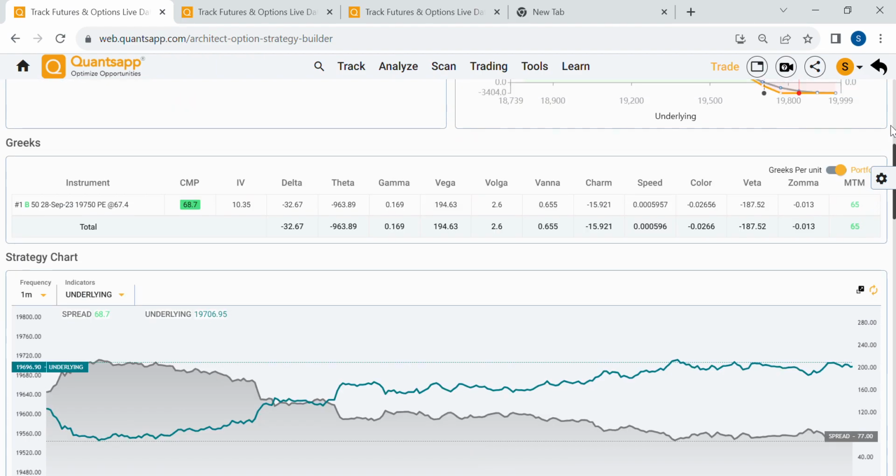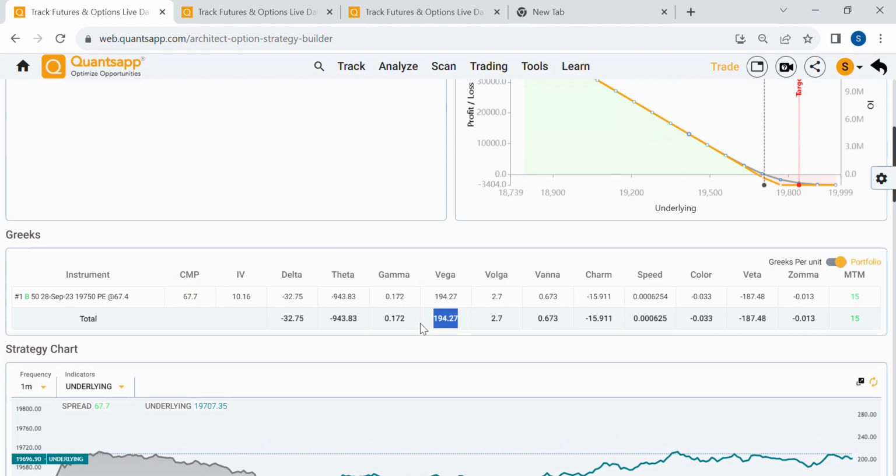Now over here, if you see, the Vega is 200 positive. That means if the IV goes up, this strategy will give us more money. Why will it give me more money? Because of the Vega factor. And generally there is a negative correlation between Nifty and the implied volatility, right? That means if the India VIX or implied volatility goes down, generally the market moves up. And generally whenever the implied volatility or the India VIX moves up, the market generally goes down.